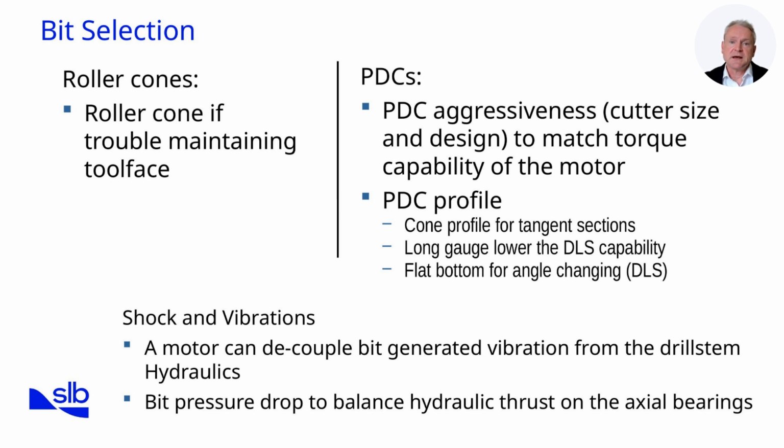Aggressive PDCs may outperform in soft formations, but must be carefully paired with motors designed for high torque delivery. Bit profiles also matter. Long gauge bits are better for tangent sections, providing smoother drilling and reduced doglegs. Conversely, flat bottom or shorter profile bits enhance build capability, enabling higher dogleg severity where directional changes are needed. Engineers must also consider hydraulic requirements. Bit nozzle configurations influence fluid flow, affecting both hole cleaning and axial bearing thrust.